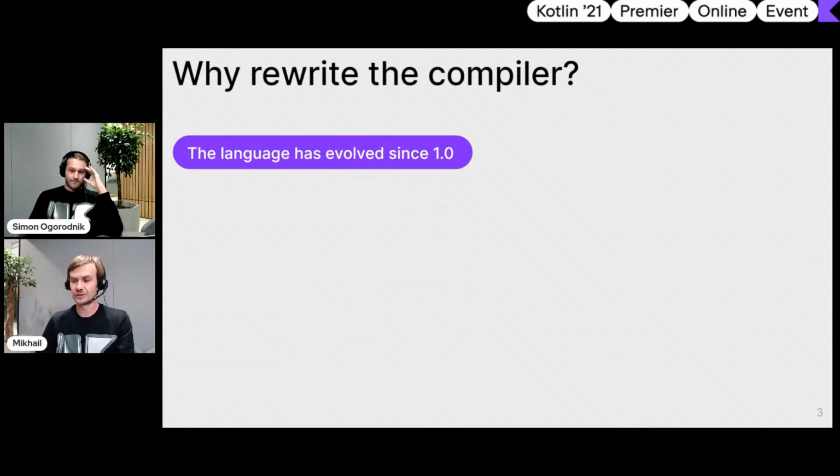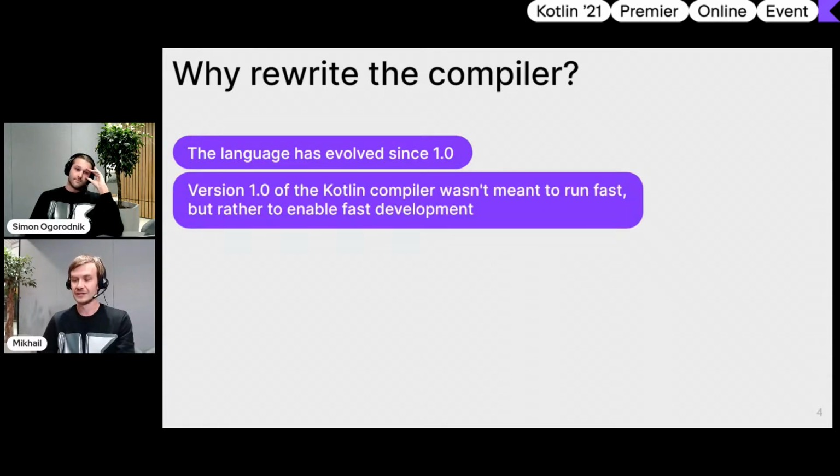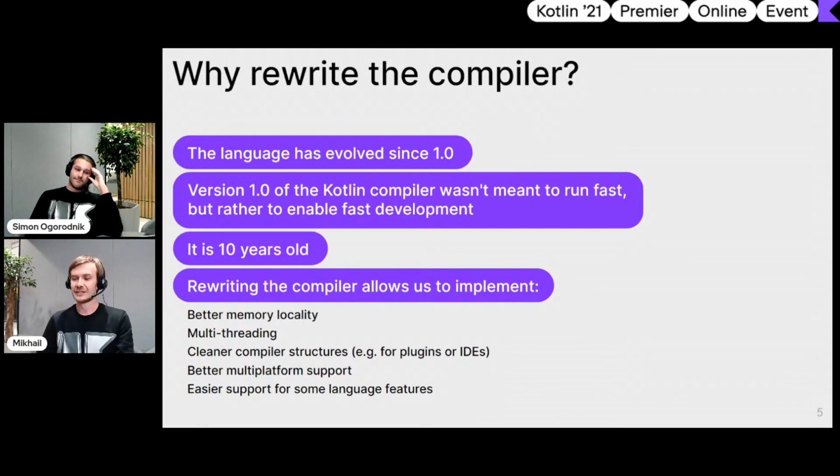Okay, so why have we decided to rewrite the compiler? Now we are 10 years old. The language has evolved. It includes some number of legacy features. This means that the compiler has to support them and has to have some legacy code and legacy data structures inside. So the code is dirty. Also, for the first version of the Kotlin compiler, the main goal we had at that moment was to enable fast development, to develop the compiler as fast as possible. The compiler performance was also a goal, but it was a secondary goal. Maybe that's why the compiler is not as fast as we wish to see it.